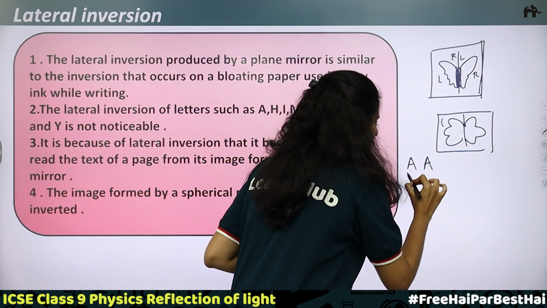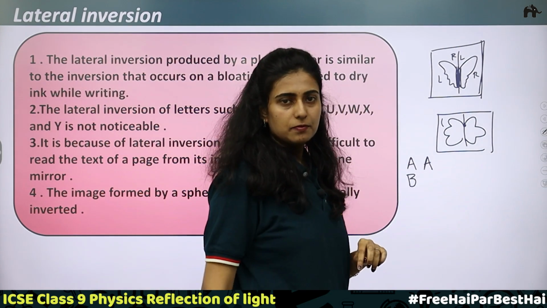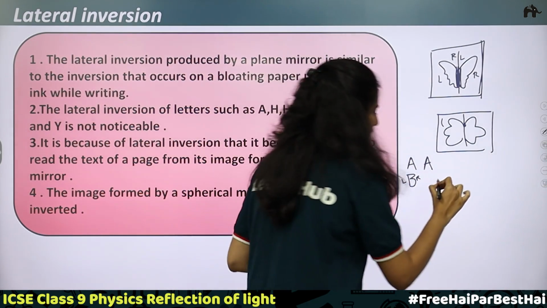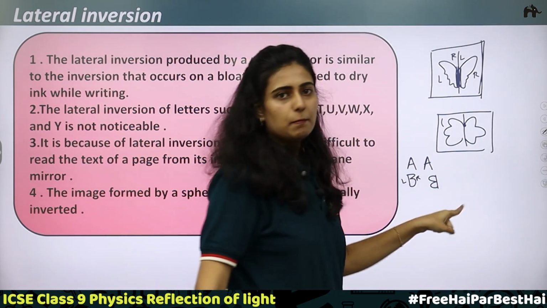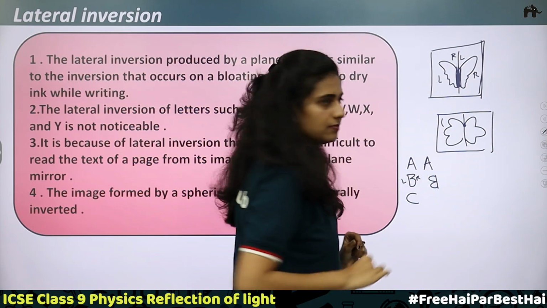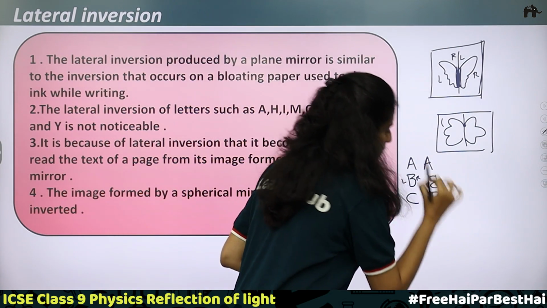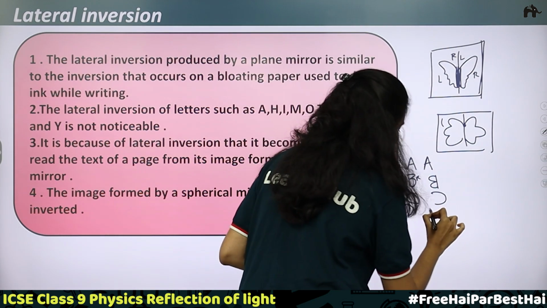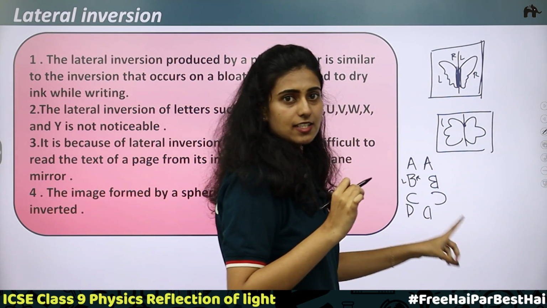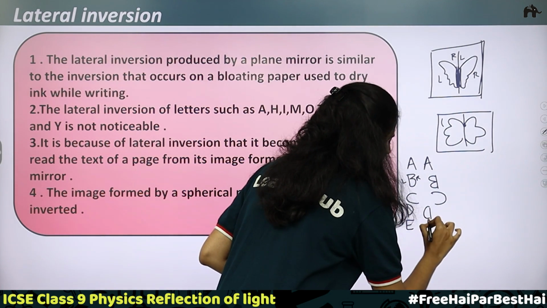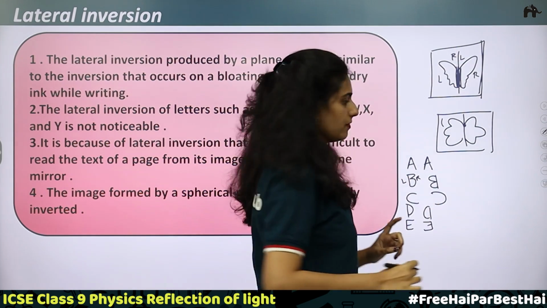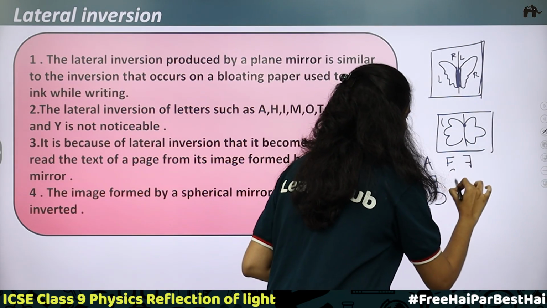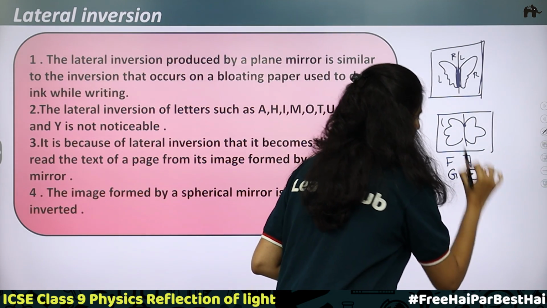Okay. But when you take B, this is how you write B. When you get the image, here this is left, this is right. It should change. So this is how B will appear in the mirror. When you take C, you will be getting the image this way. When you take D, we have already discussed. This is how D is. D will appear in this way. Left and right shifted. E. Next, F. What about G? This is how G is. It will become this way.